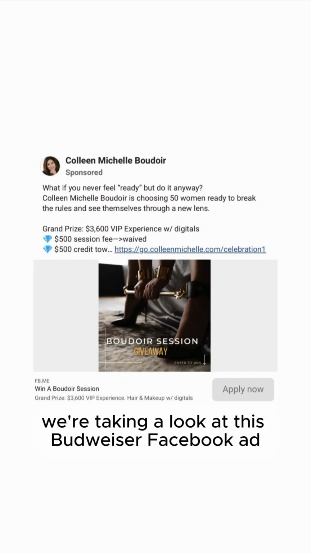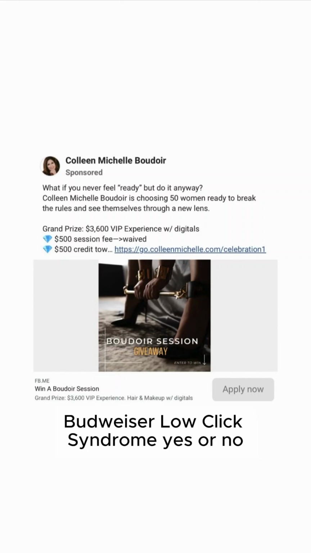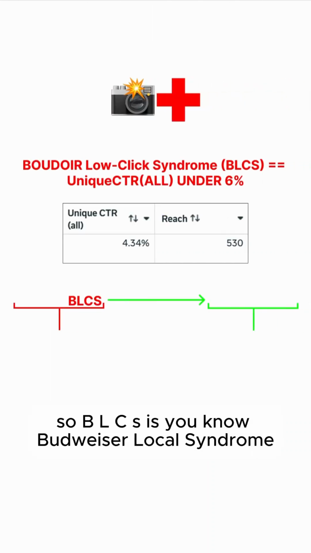All right, y'all, we're taking a look at this Boudoir Facebook ad. We're going to check it out, see if we believe it has BLCS, Boudoir low click syndrome, yes or no. So BLCS is Boudoir low click syndrome.